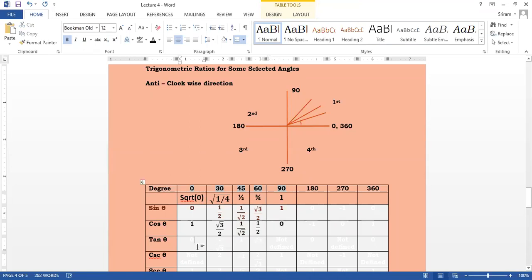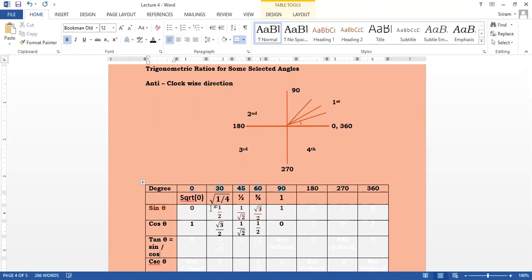When I want to find tan theta, it is nothing but sine theta by cos theta. We said tan theta is nothing but sine theta by cos theta, isn't it? So 0/1, sine theta is 0, cos theta is 1. So 0/1 is 0. What will be 1/2 by √3/2? So 2 cancel. The value of tan 30 will be 1/√3.